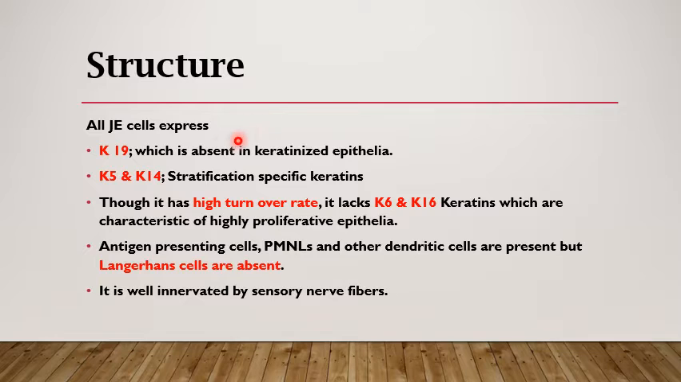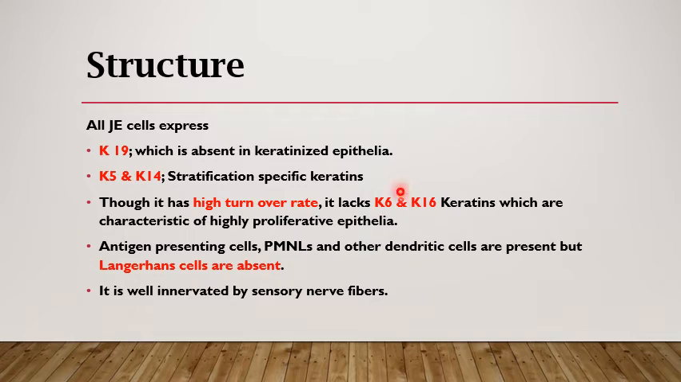If we talk about keratins, junctional epithelium cells express K19. This is a keratin present in non-keratinized epithelia, and it is absent in all keratinized epithelia. This junctional epithelium has K5 and K14, which are stratification specific keratins, and I have already explained it has multiple layers. It has a high turnover rate, but in spite of this, it lacks K6 and K16 keratins, which are characteristic of highly proliferative epithelia.